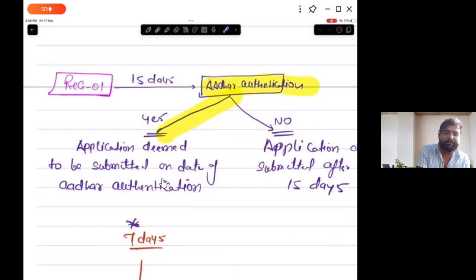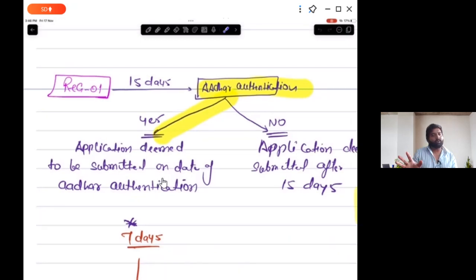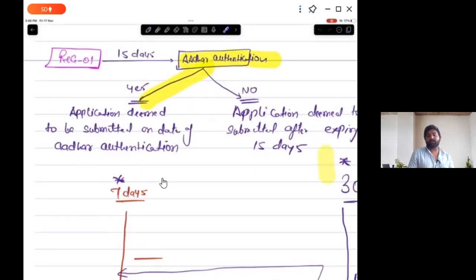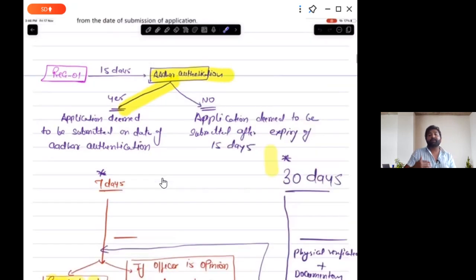Sir, if I am completing it in 15 days, or whenever I complete my Aadhaar authentication, my application will be submitted then only. Sir, what if I am not doing the Aadhaar authentication within 15 days? Then my application will be submitted without Aadhaar authentication. And I can tell you there are two different processes. If I'm going with Aadhaar authentication and if I'm going without Aadhaar authentication, the process is completely different.